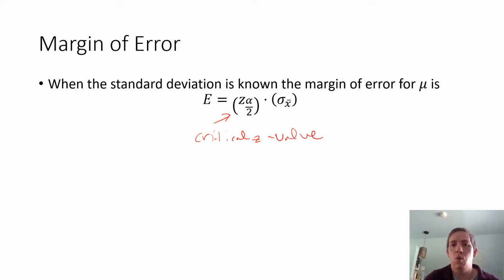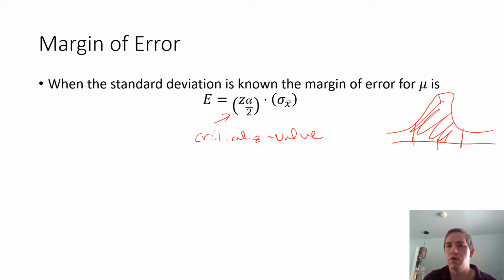If you want to know where the alpha over 2 is coming from, it comes from the idea that in a normal distribution, we can split that area in 2. So over 2, we're splitting that alpha over 2, and the alpha corresponds to the level of confidence.